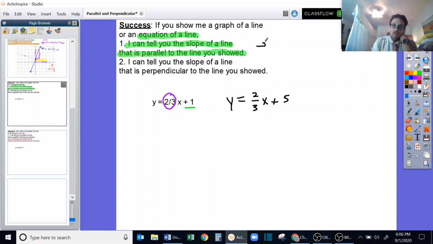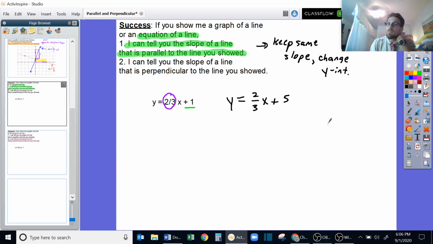And this would be a line that is parallel to my original line. So keep the same slope. And I guess I would say, since we don't really want a line that's the same line, change the y-intercept. You can pretty much choose whatever you want.